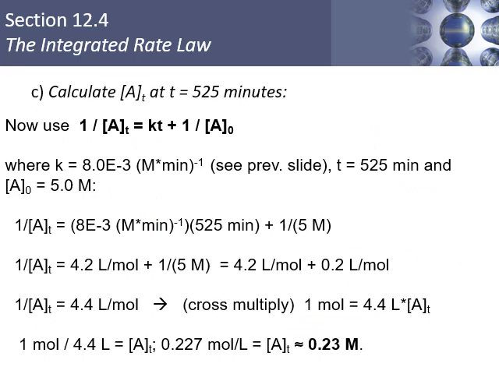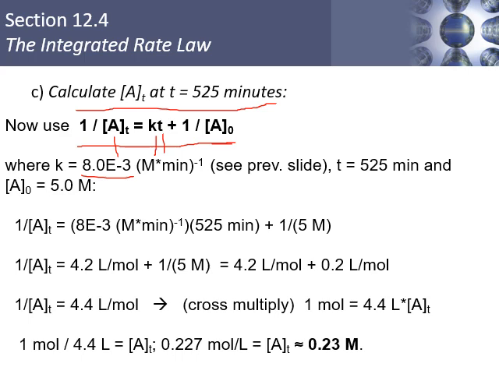All right, so part C said find A sub t at 525 minutes. So we'll use our integrated rate law here. For second order, it's 1 over A t equals kt plus 1 over A naught, where we know what A naught is, we know what t is, we know what k is because we found it above. So the only thing we don't know is A t. So substitute in your value for k.